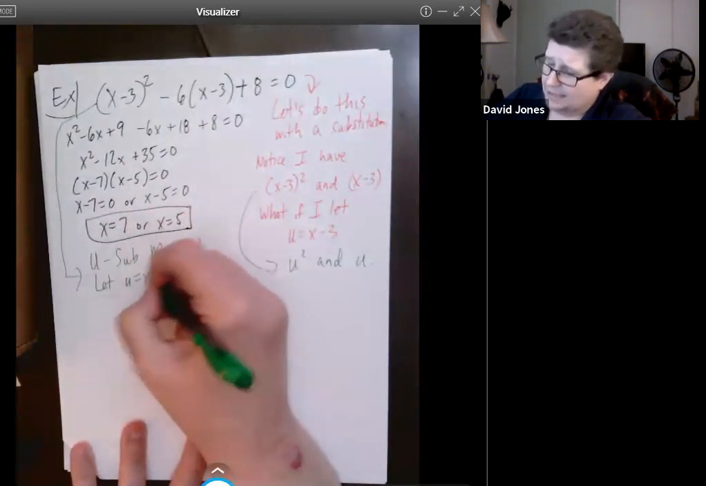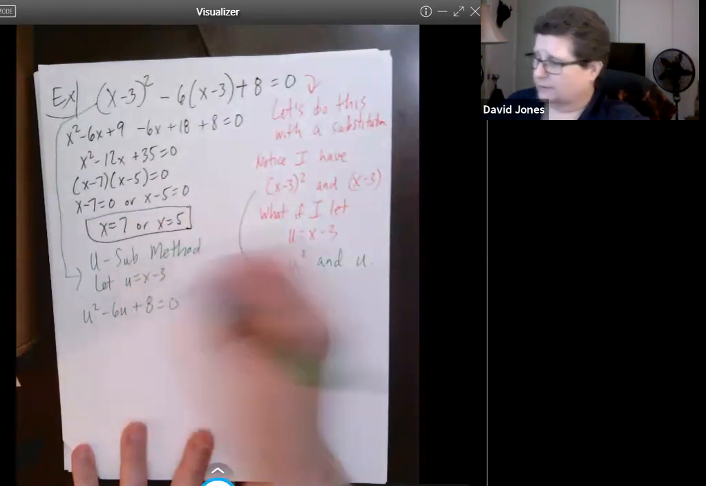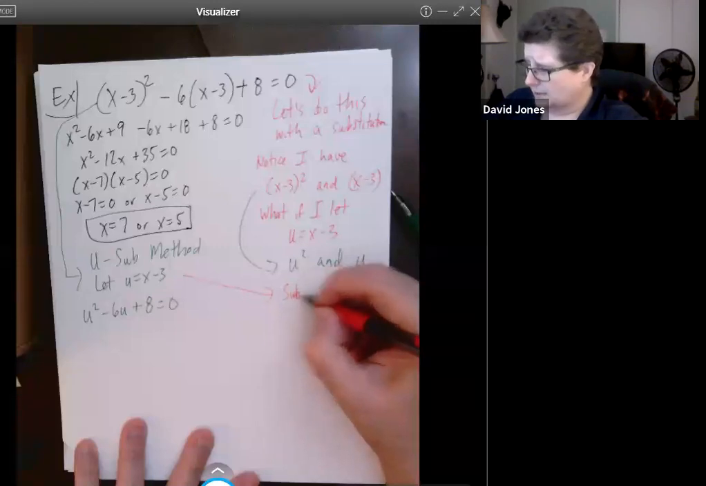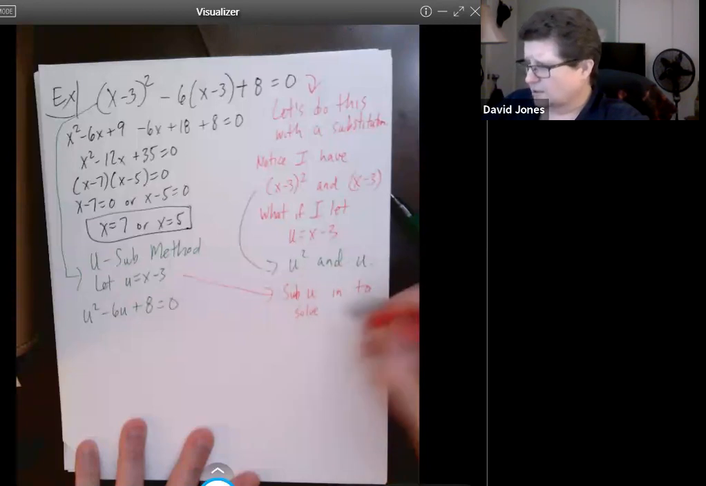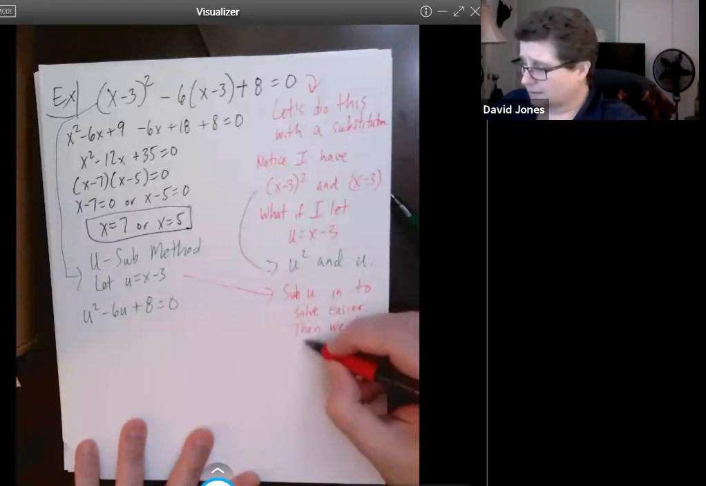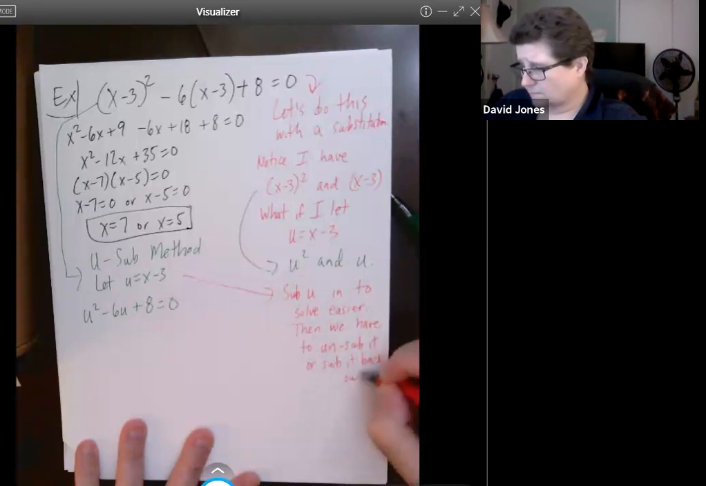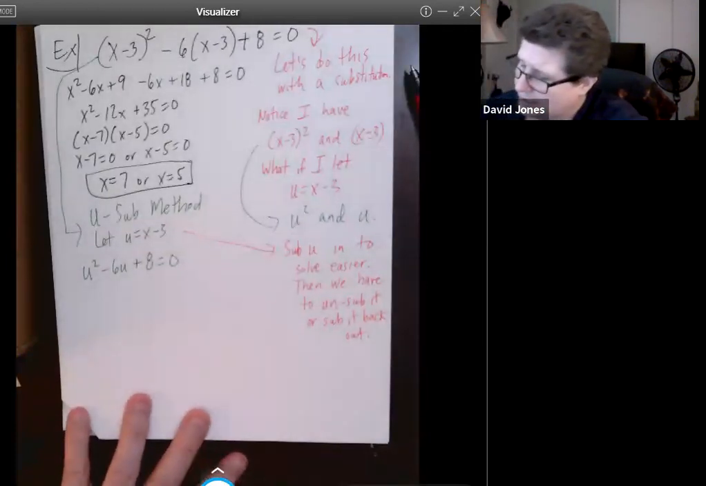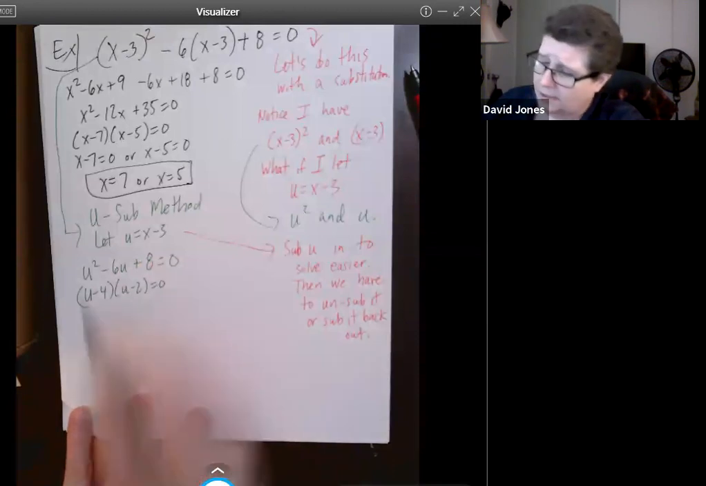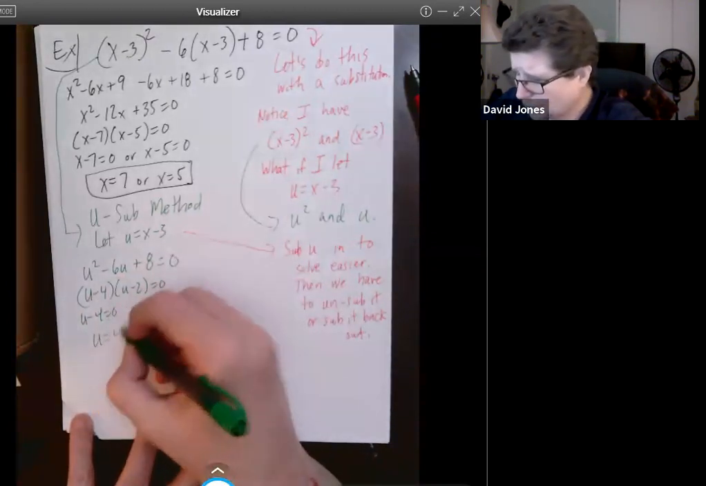Let u = x - 3. I get u^2 - 6u + 8 = 0. So we're going to substitute u in, solve easier, then we have to sub it back out. If I factor u^2 - 6u + 8, I get (u - 4)(u - 2). u - 4 = 0 or u - 2 = 0. I get u = 4 or u = 2.